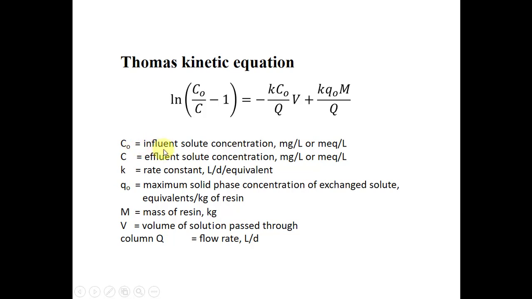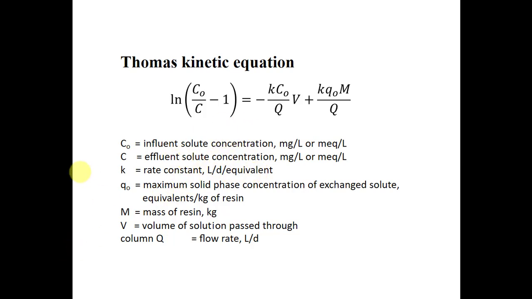The C naught is the influent solute concentration. It will be expressed in milligram per liter or milliequivalent per liter. Same goes to the C, but this is the effluent solute concentration. We have the K, which is the rate constant, which means how many liters per day for each equivalent of the solute is passing, and this is a rate constant.